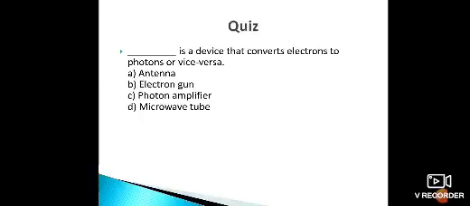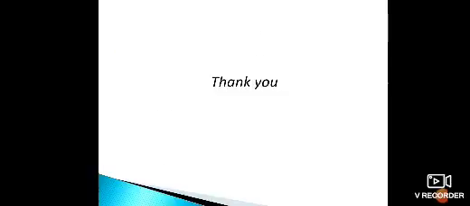Which device converts electrons to photons or photons to electrons? Whether it is antenna, electron gun, photon amplifier, or microwave tube. So what is the answer? The answer is A. The antenna is a device which converts electrons to photons or photons to electrons. It has the capability to convert in both ways. So this is about the device. Thank you very much.